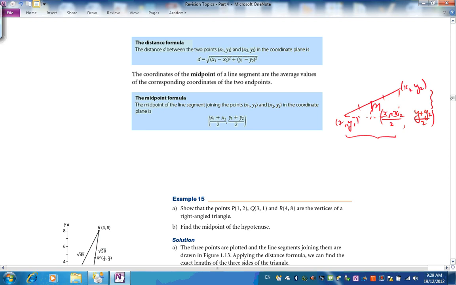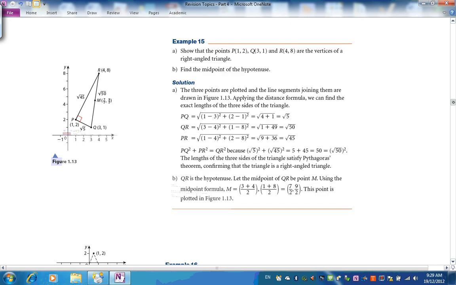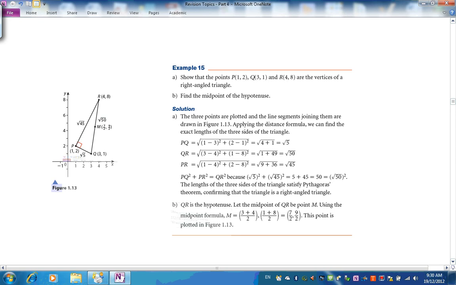Okay, so let's go down and have a look at some uses of what we've been doing here now. Show that the points (1, 2), (3, 1) and (4, 8) are the vertices of a right-angled triangle.